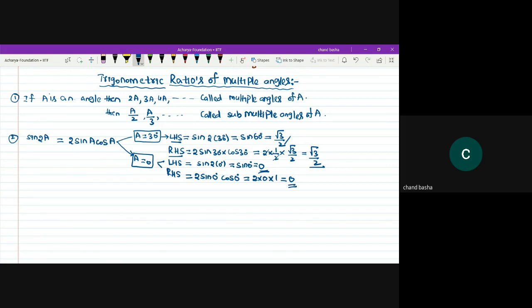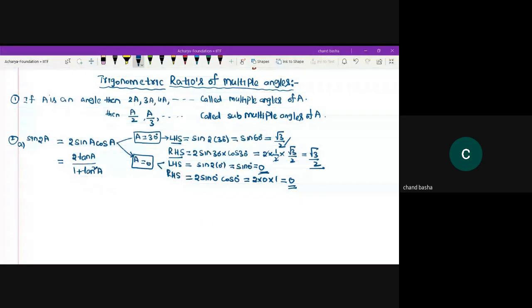Like sine 2A is equal to 2 sine A cos A. Right? And sir, this is also a formula. Yes, it is a formula. Okay, sir. Next, B point I am taking. B point, sine 2A is also equivalent to 2 tan A divided by 1 plus tan square A. I mean, sine in terms of tan. Sometimes I can make use of this formula also. Sine 2A means either 2 sine A cos A or 2 tan A by 1 plus tan square A.